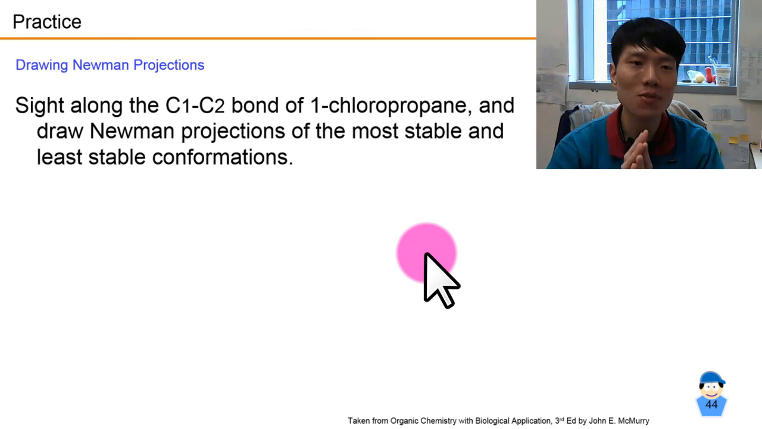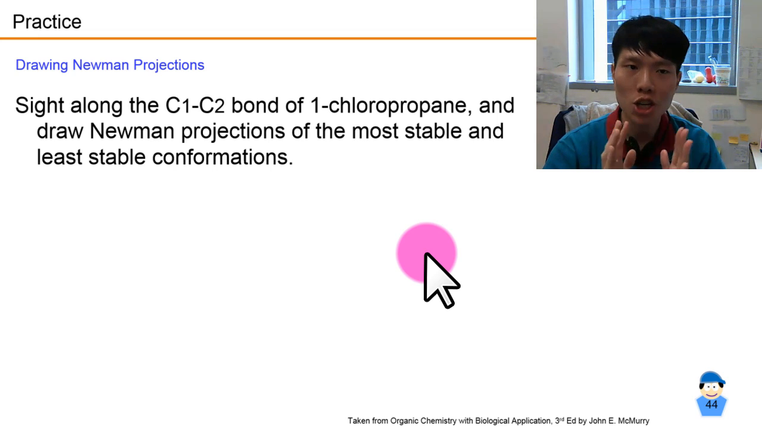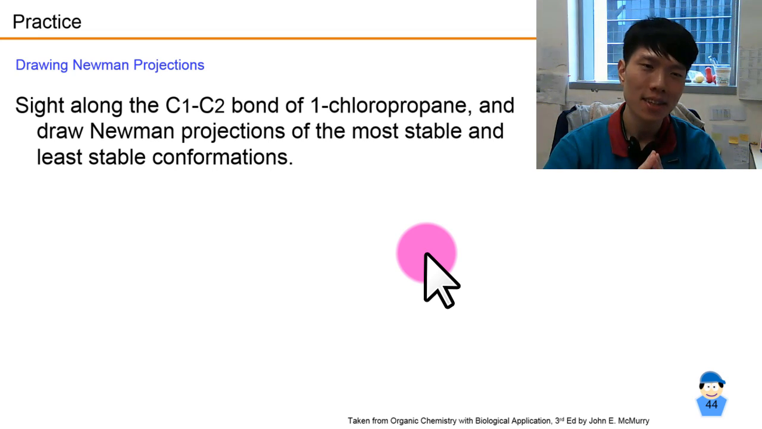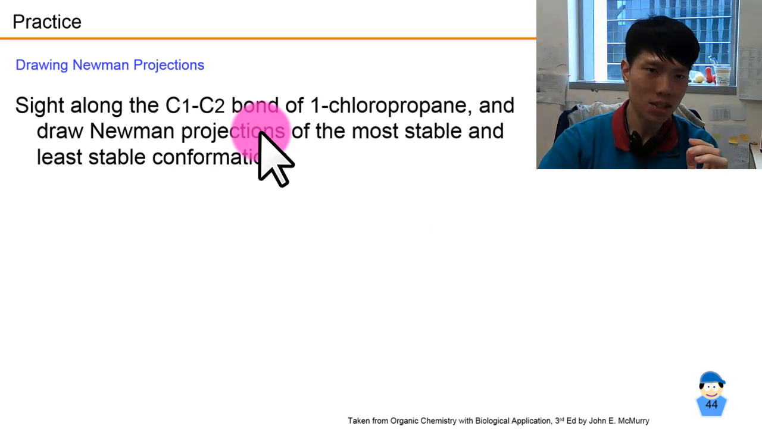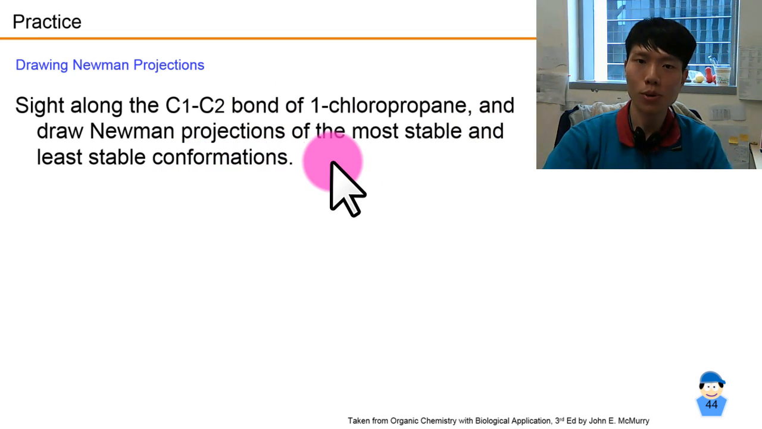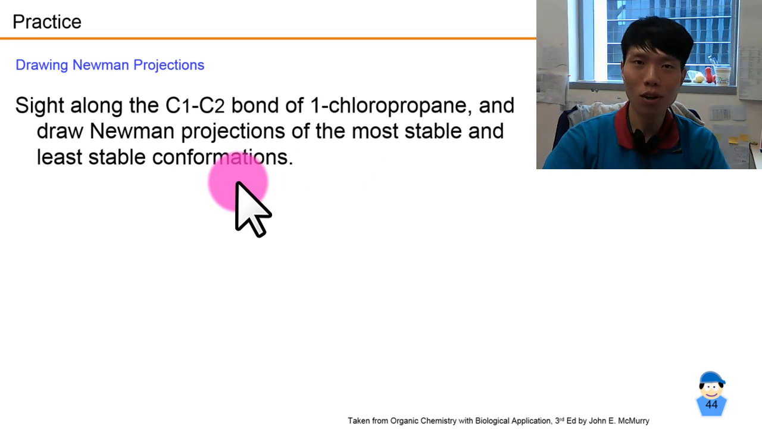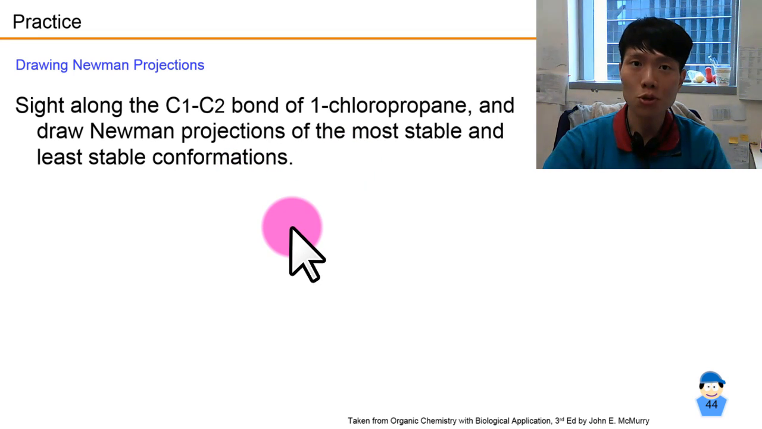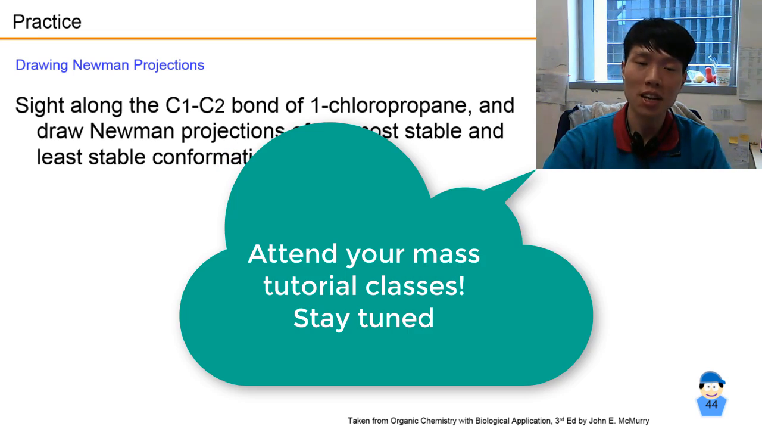So lastly, some practice for you. Drawing Newman projections. You have to be very good at this. Sight along the C1-C2 bond of 1-chloropropane and draw the Newman projection of the most stable and least stable conformer. I will go through the answer with you in class.